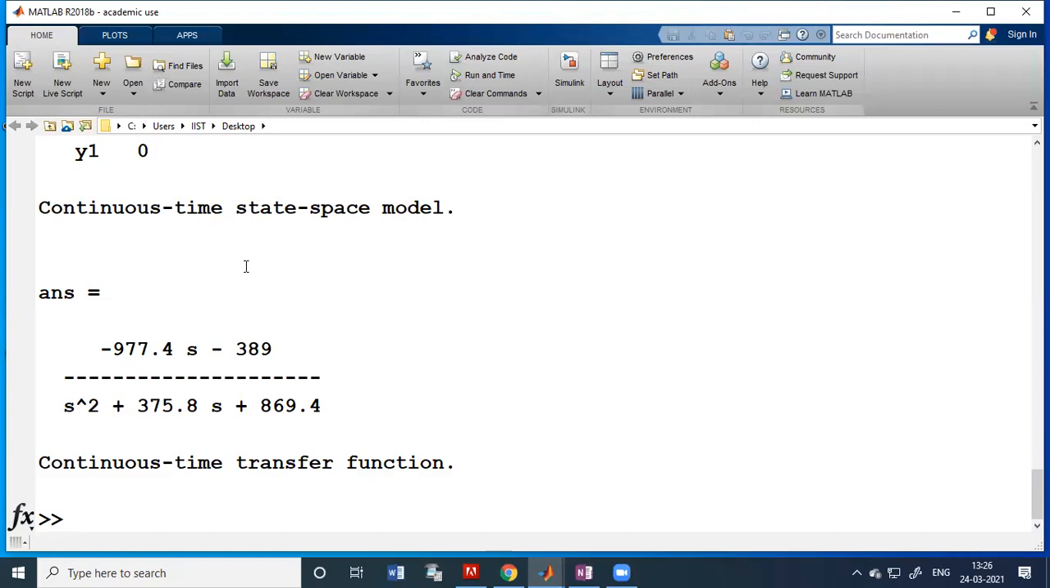Sir, where does the weighting function come into the picture here? See, the weighting function comes into the picture when you want to give weightage to your requirements. Say, for example, I want to give more weightage to minimizing the error, so you increase the weightage there.